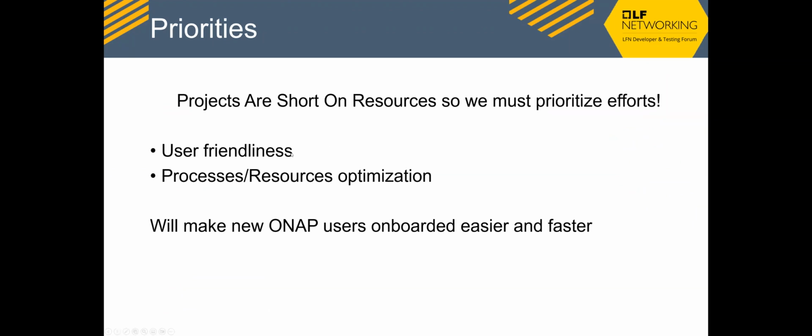So whatever we would choose, I feel that user friendliness and process and resource optimization could be one of our top priorities, right? We need to ensure that it is easier to get new users onboarded on ONAP. If it's not the case, those users will go somewhere else. They will contribute to other projects. This is a simple rule, and this is the message I wanted to share with you. And I'm open for your comments.